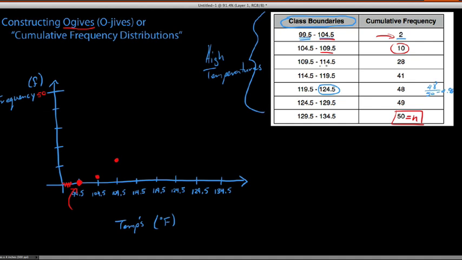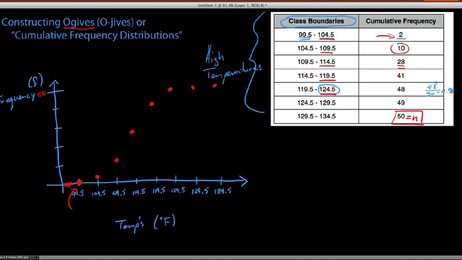114.5, which is the end of our third class, we've now counted up a total of 28 things. So we say 114.5, we got 28 to be about right there. 119.5, the end of our fourth class, we say 41 is our height, 41. And we say the end of our fifth class, 124.5, we're at a height of 48, so nearly the top, 48. And then the last two here, I think increased by 1, so 48, 49. I'm going to try to make this look as slight as possible.